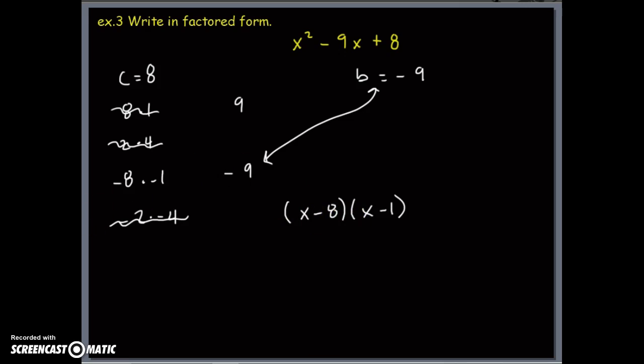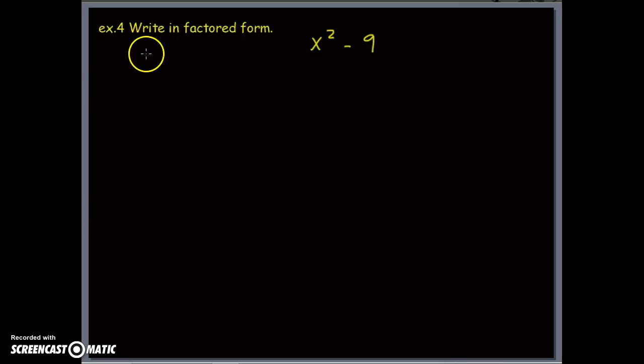Example number 4. It says, write in factored form x squared minus 9. So I know that you're already thinking, how come there's only 2 terms? We've only seen examples with 3 terms. And so this is a special case of quadratic. It's called difference of squares. And it's going to be important to understand this special case.